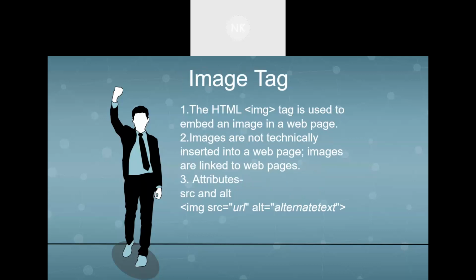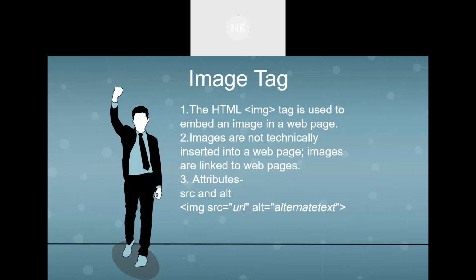And coming to the image tag, the HTML image tag is used to embed an image in a web page. Images are not technically inserted into a web page. Images are linked to a web page. We just link, they're not inserted. You can understand that. And the attributes associated with the image tag are source and alternate. And the source is where you put the URL of the image.